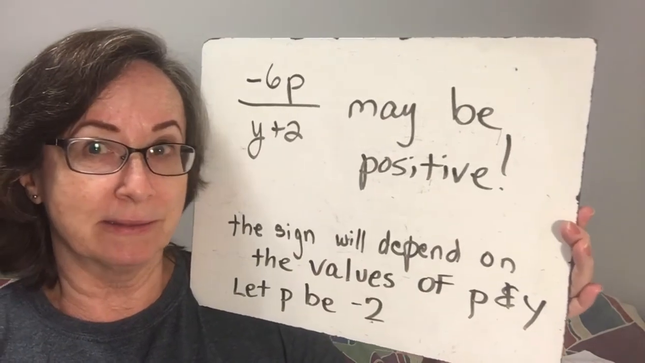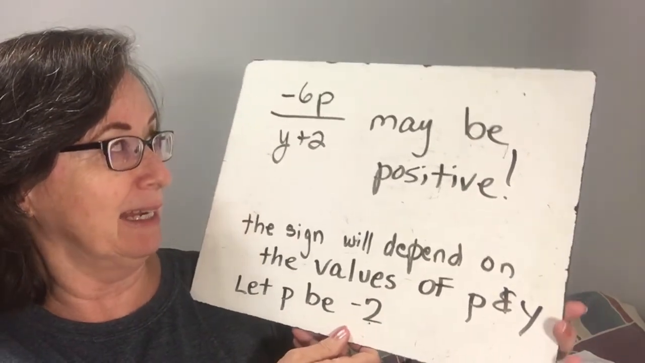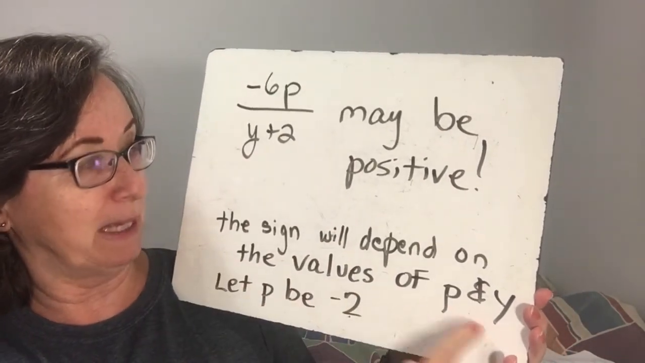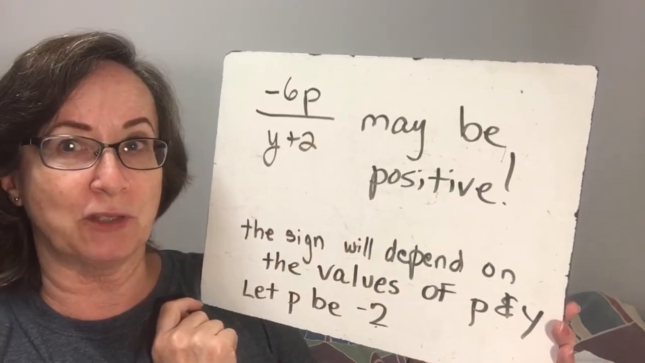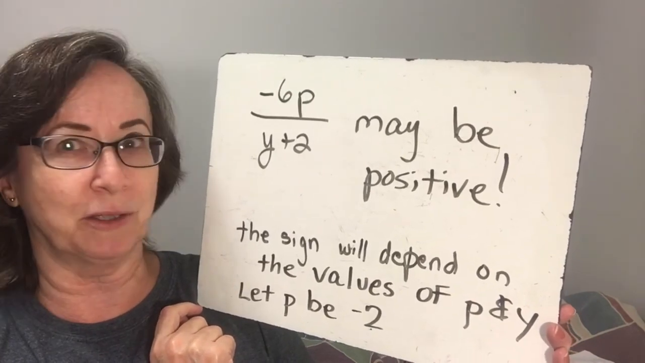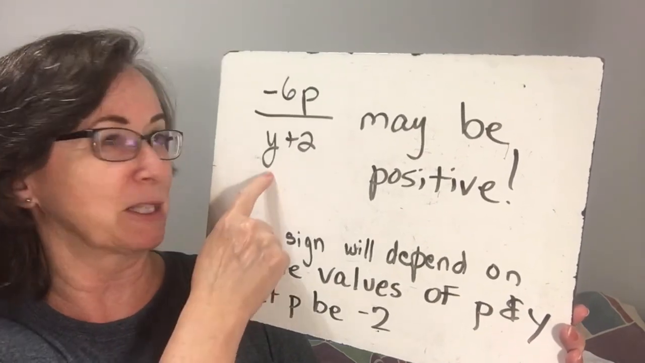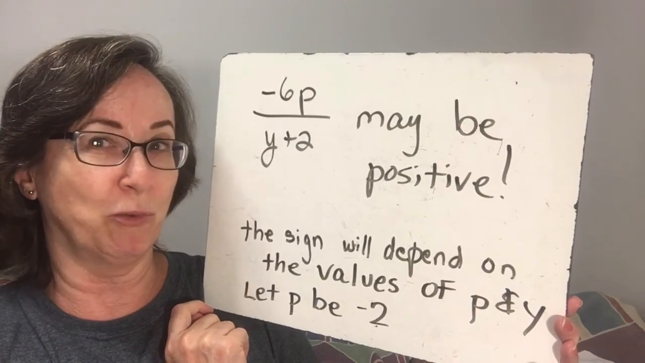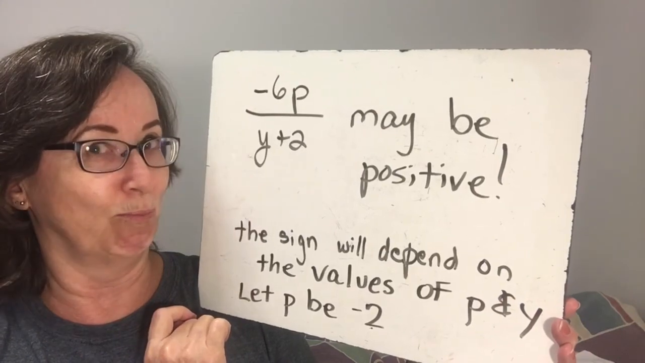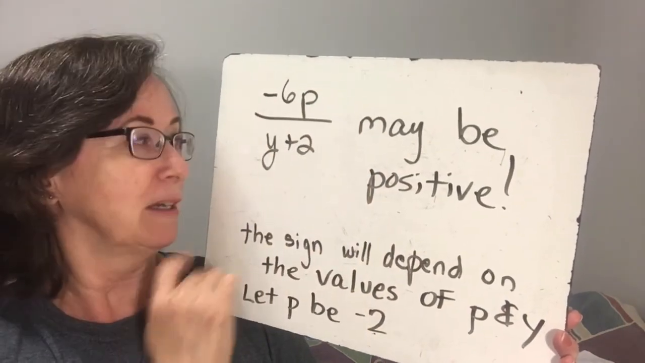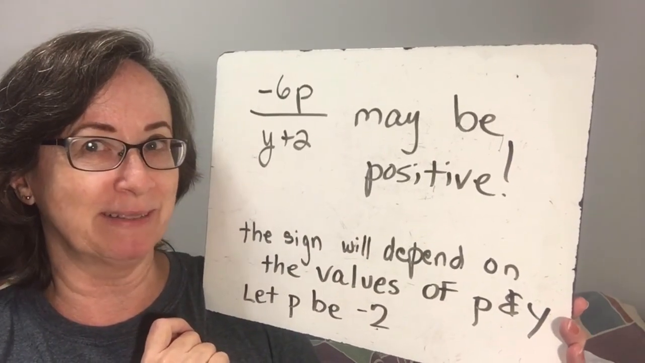It can be a negative value or a positive value. So the sign of the number will depend on the values of p and y. So let's let p be negative 2. If we let p be negative 2, then negative 6 times negative 2 would be positive 12. But we still don't know the final value of the number because we have this y down here. What if we made the y a negative 14? Then I'd have a positive 12 over a negative 12. My answer would be a negative 1.